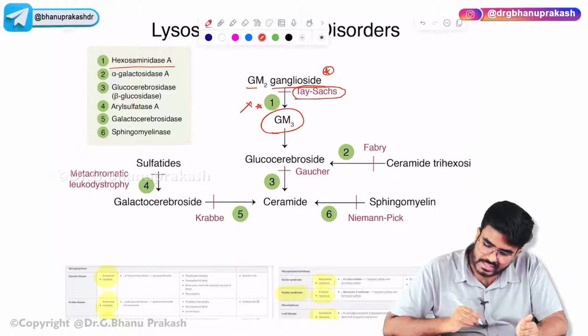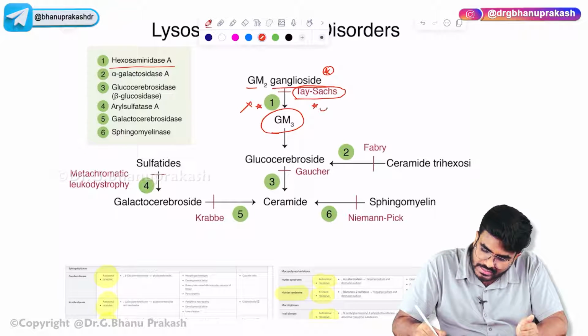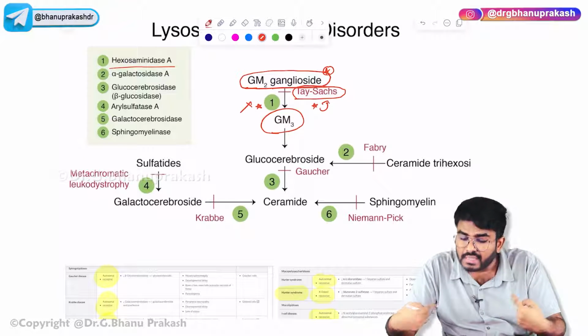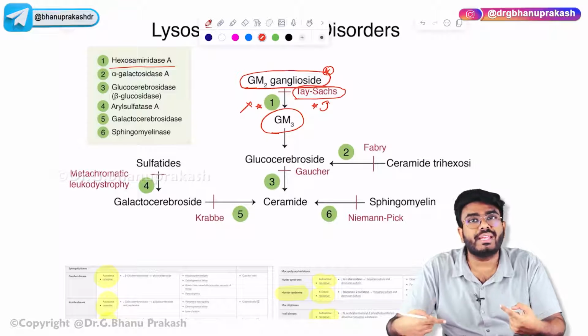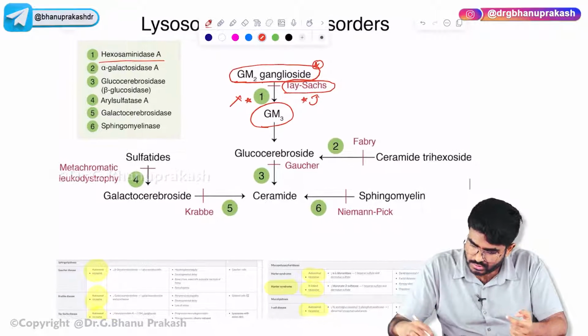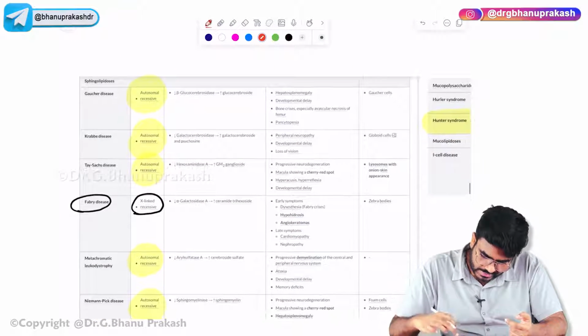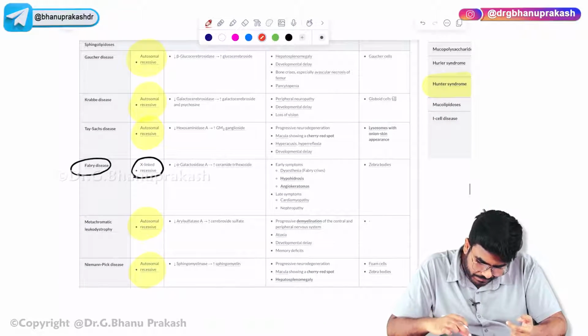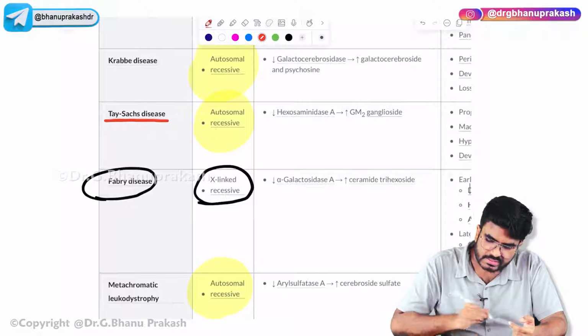When this hexosaminidase A is not there, it will cause which disease? Tay-Sachs, in which GM2 ganglioside is going to accumulate within the cells, within the lysosomes. So look at Tay-Sachs. Let's see where exactly it is. Yes, here. In Tay-Sachs, what are the important points?